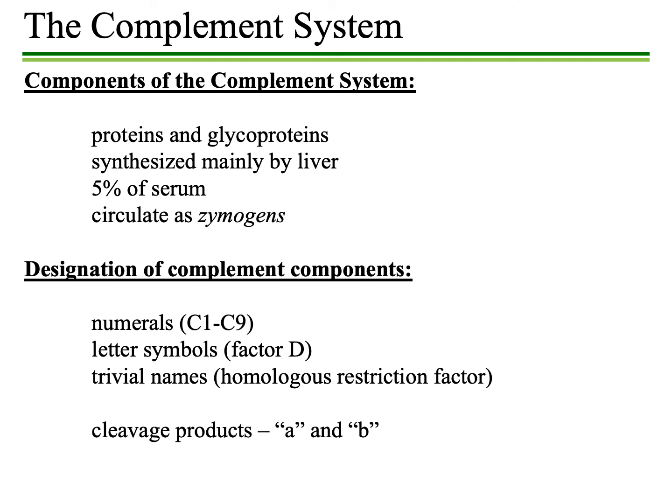Now, again, a majority of the components do have the C and the number designation, like C1, C2, C3, for example. And the cleavage products that are produced in the activation of these inactive precursors lead to the A and B designation. So, for example, C3 is cleaved to form C3A and C3B, and we'll see that in just a minute with a few slides down the road.